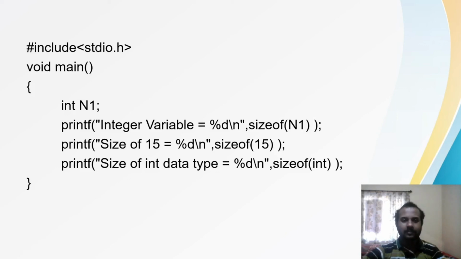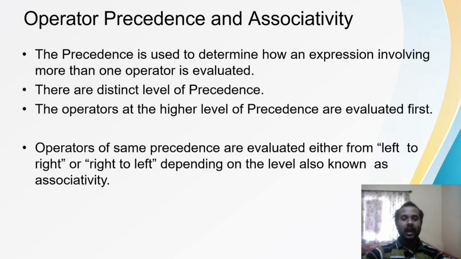Okay, operator precedence and associativity. The precedence is used to determine how an expression involving more than one operator is evaluated. There are distinct levels of precedence. Consider precedence as the priority.